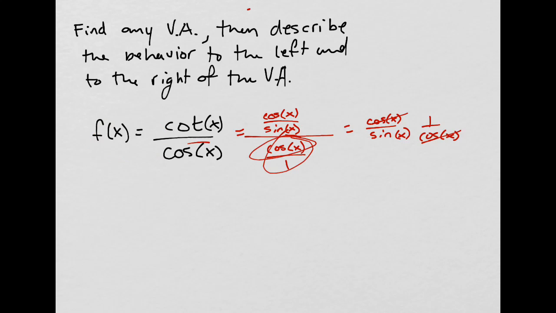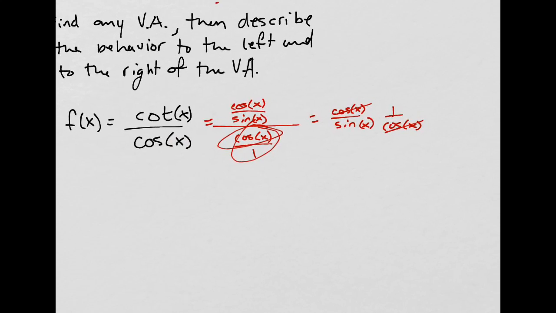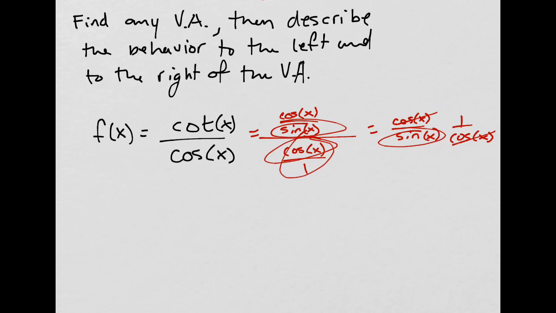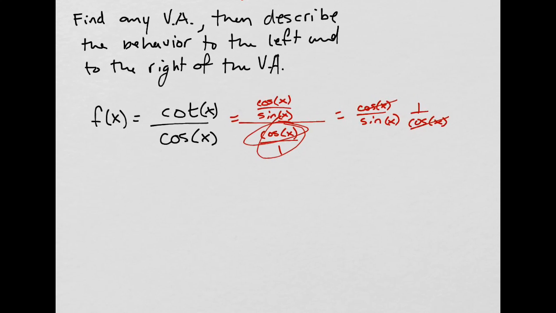However, we're not allowed to plug in anything that makes cosine 0. So that's where we can check for our vertical asymptotes, where whatever x value makes cosine 0. But also, sine is still in the denominator. So we have to check and make sure that we look for the x values that make sine 0 as well. And then we'll continue on from there.